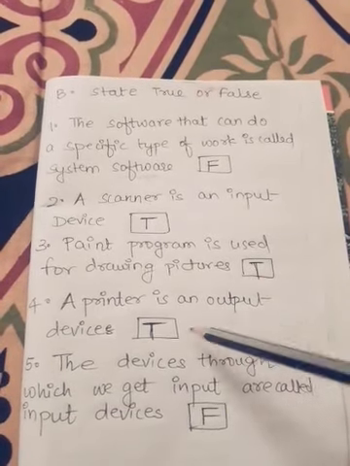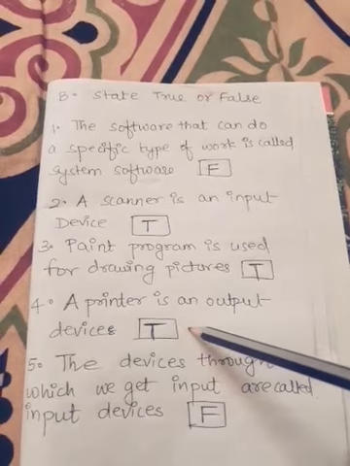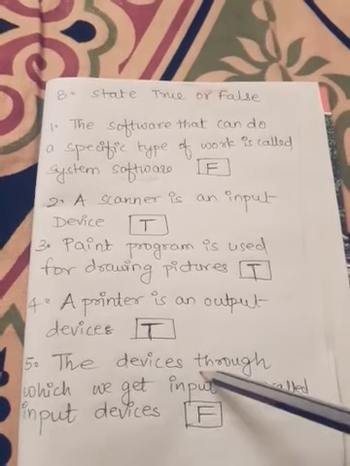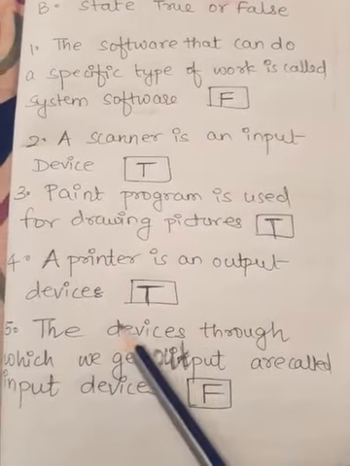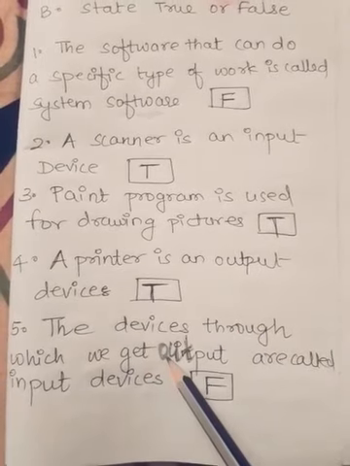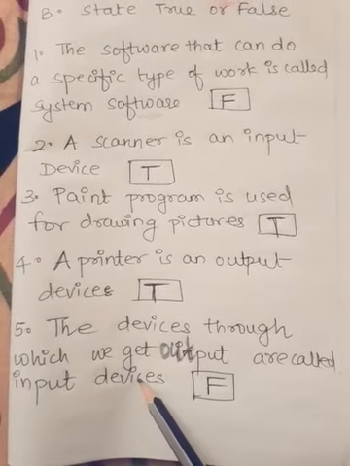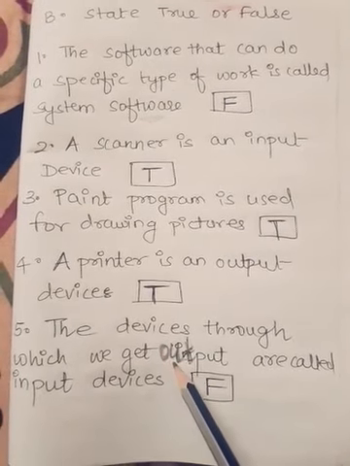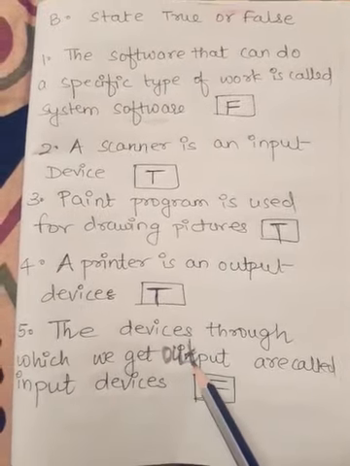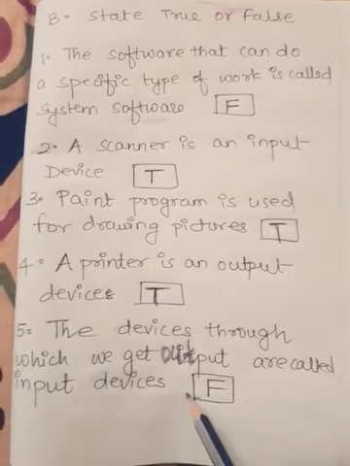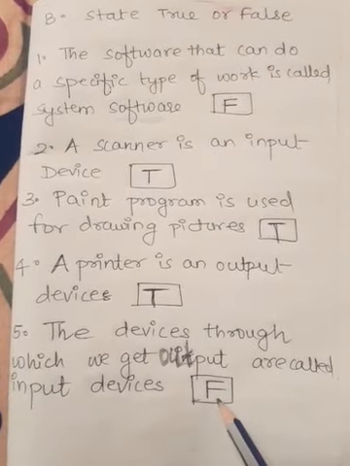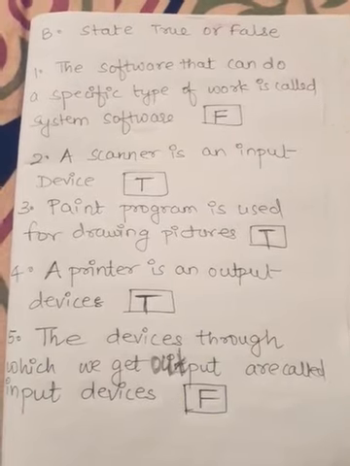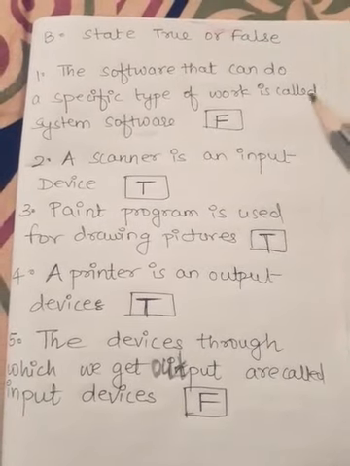A printer is an output device. Yes, because it gives output on paper. Next: the devices through which we get output are called input devices. No, these are called output devices. The devices which give the output are called output devices. So here it is false. So, students, sections A and B are clear to you.